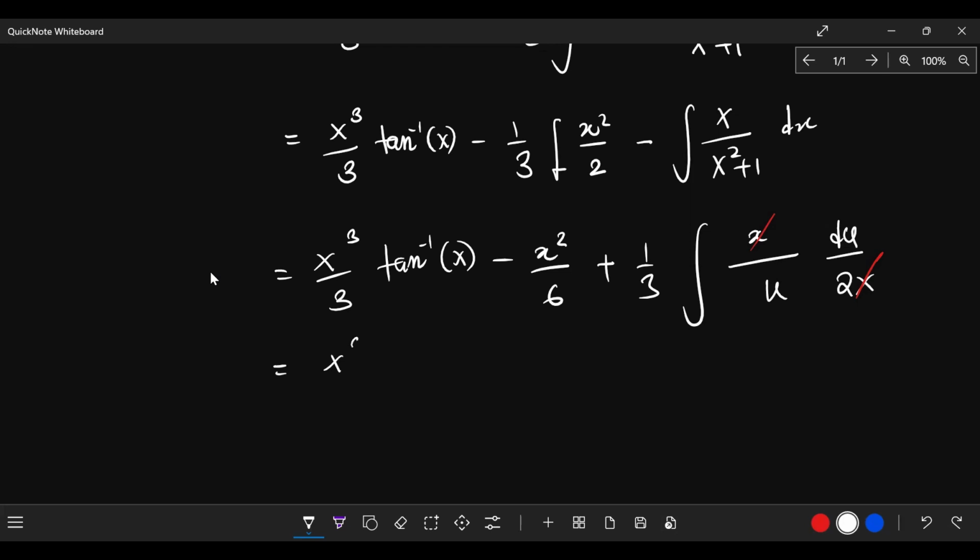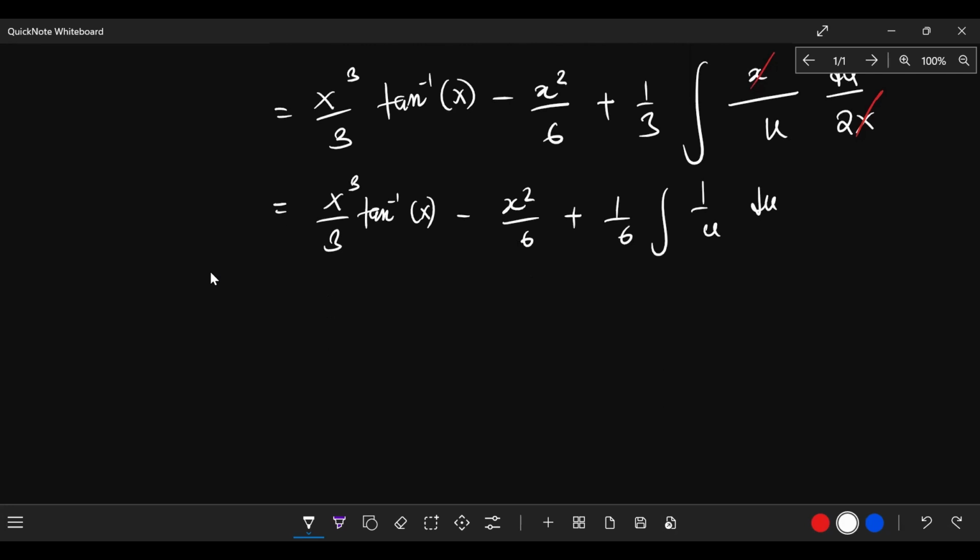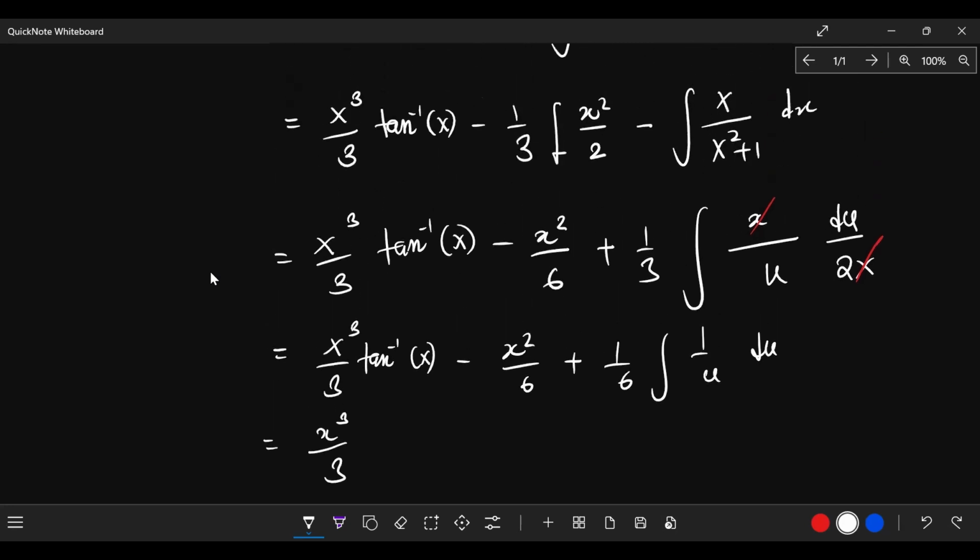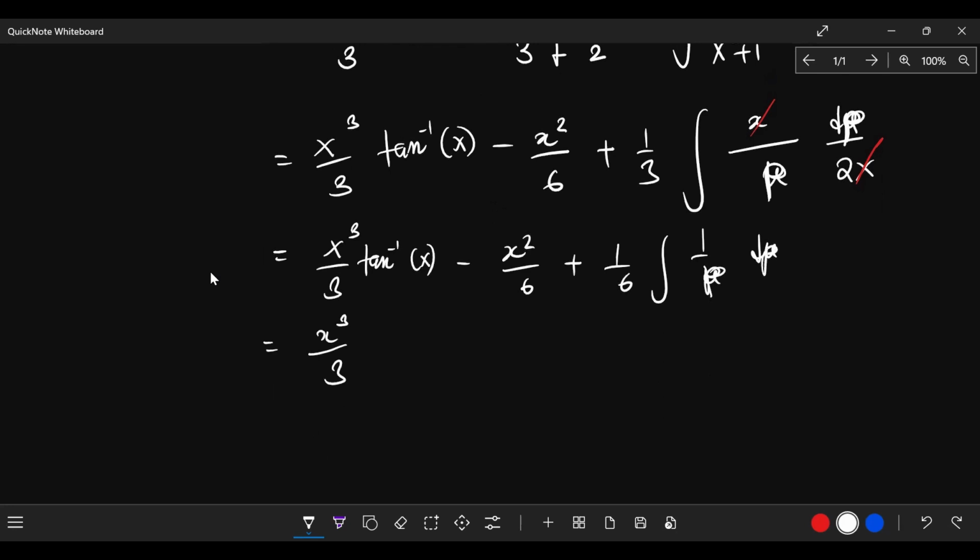So x power 3 over 3 tan inverse of x minus x squared over 6 plus 1 over 6, the integral of 1 over u du. What's the integral of 1 over u? This is something you're very familiar with. The integral of 1 over u is simply natural log of u. Oh, why am I saying u? This is a p. I say this is equal to p. I keep forgetting, I'm just used to u. This is a p, and this is dp as well.